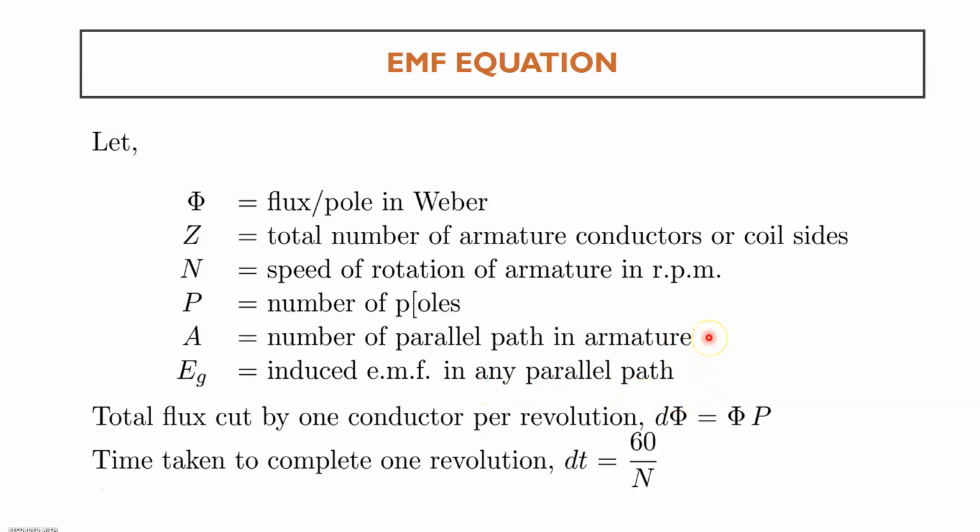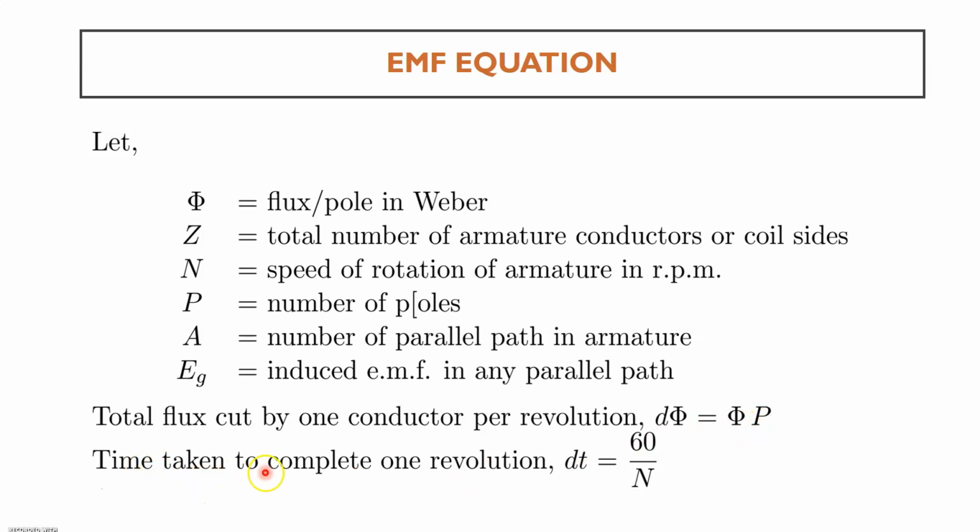Okay, you don't need to study the parallel path according to your syllabus. So just remember that A is the number of parallel paths. The total flux cut by one conductor per revolution is d phi equal to phi into P. That means P is the number of poles and phi is the flux per pole. So the total flux will be phi into P.